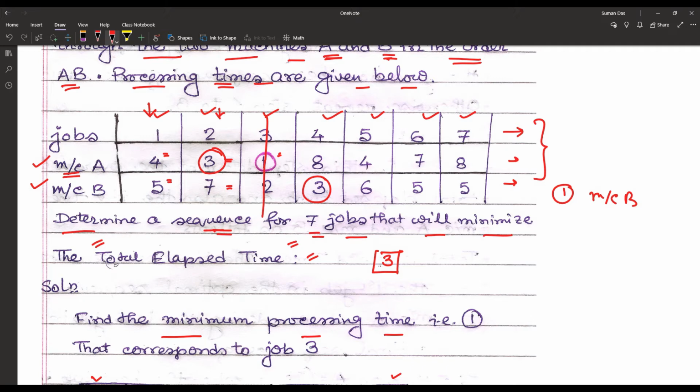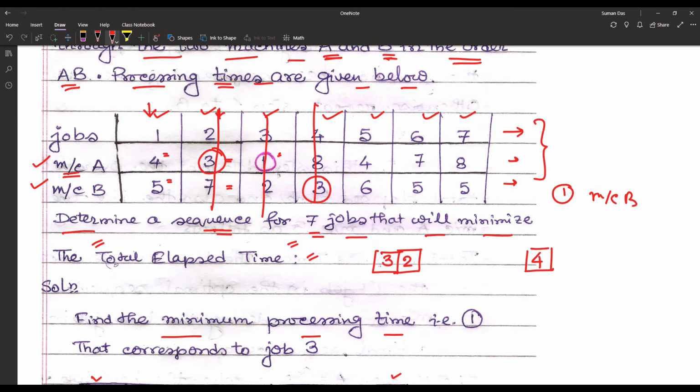So here for machine A, job 2 must be sequenced first, and for machine B the job 4 must be sequenced last. And then we cross out the 2 jobs.